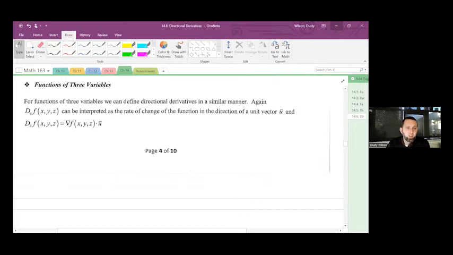Again, the directional derivative of f in the direction of u, f at the point x, y, z, can be interpreted as the rate of change of the function in the direction of a unit vector u. Now u lives in 3 dimensions, and we can calculate that directional derivative of f in the direction of u at x, y, z as simply being the gradient of f at x, y, z dotted with the unit vector u, just like before.